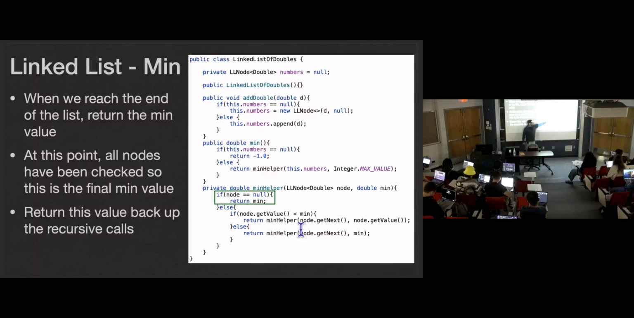So then we can just return min. Min is the minimum value of all the nodes that have already been checked. If we're beyond the end of the list, that means we've checked the entire list, and min is the overall min of the entire list. So just return it back to the calling stack frame, which just returns it, all the way back to the min method, which returns it, and then this returns to whoever called min and gives them the final answer.